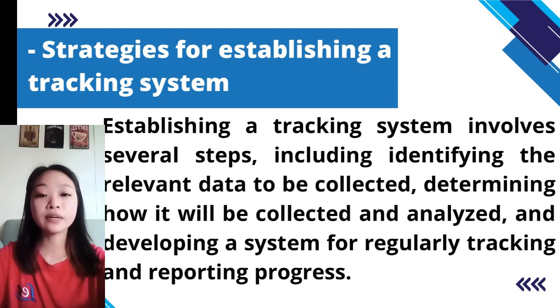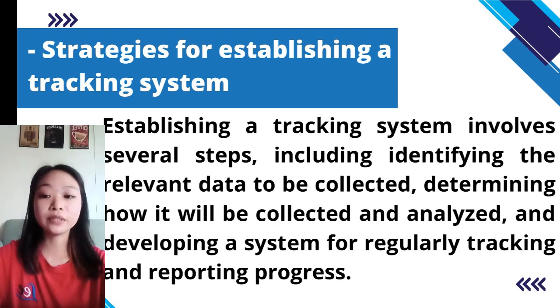Strategies for establishing a tracking system. Establishing a tracking system involves several steps, including identifying the relevant data to be collected, determining how it will be collected and analyzed, and developing a system for regularly tracking and reporting progress. Establishing an effective tracking system requires careful planning and execution, by defining objectives clearly, selecting appropriate technology solutions, providing adequate training to employees, and regularly evaluating performance metrics. And also, businesses can establish a monitoring framework that contributes towards achieving organizational goals efficiently.